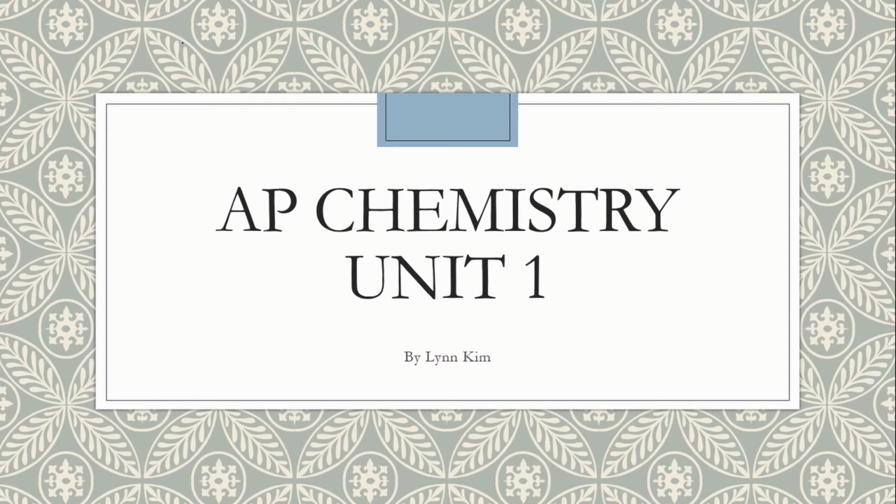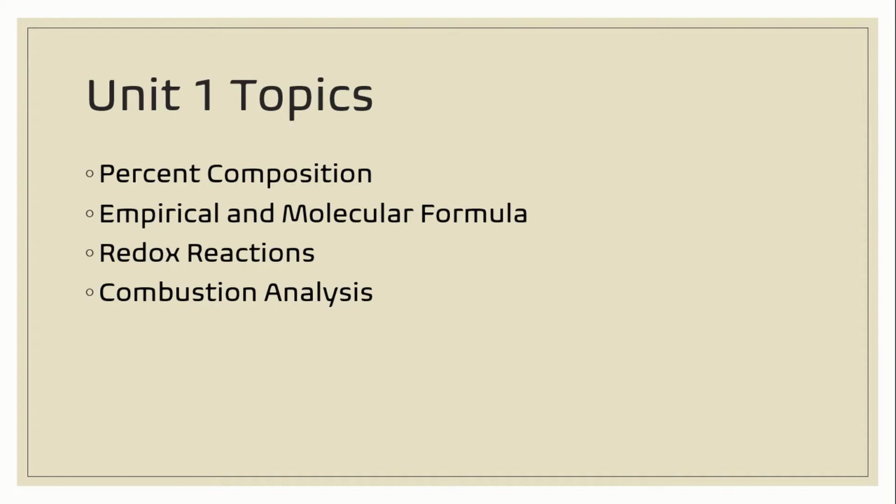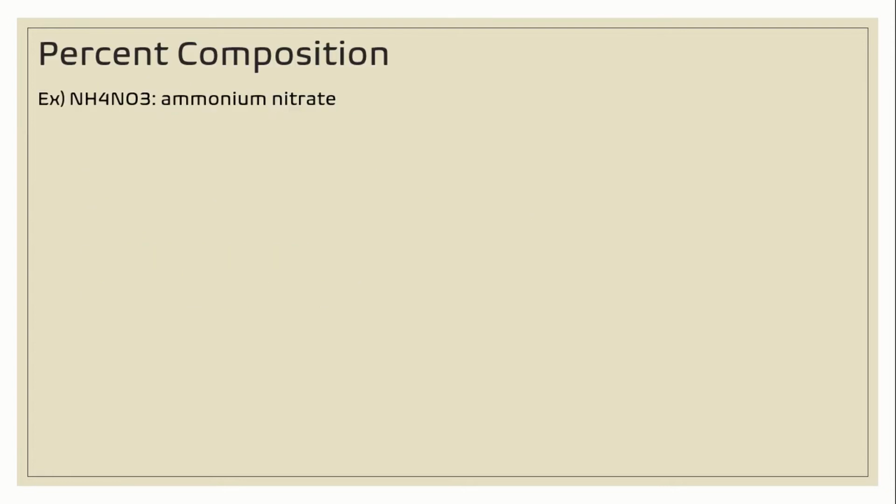This is the review for AP Chemistry Unit 1, and these are the 4 topics. First is the percent composition, and in order to find the percent composition for each element, you first have to find the total molar mass.